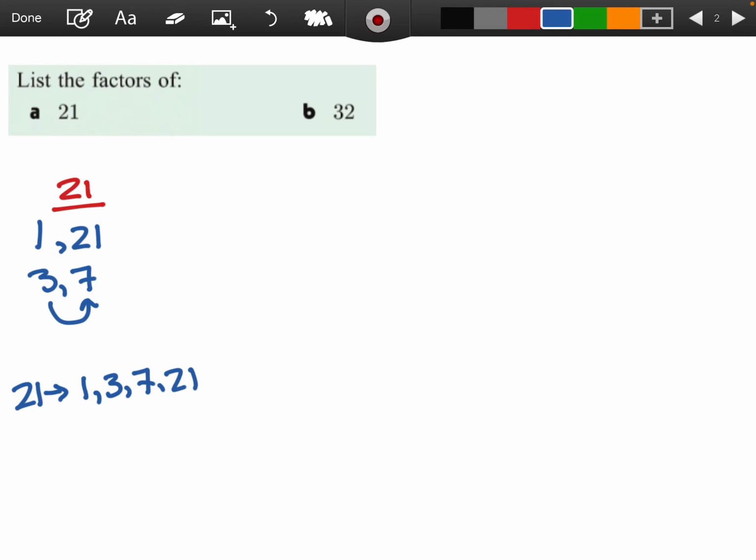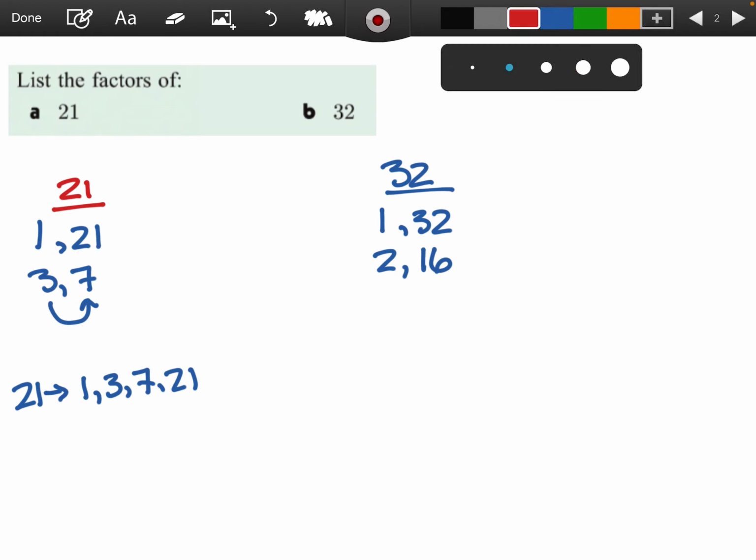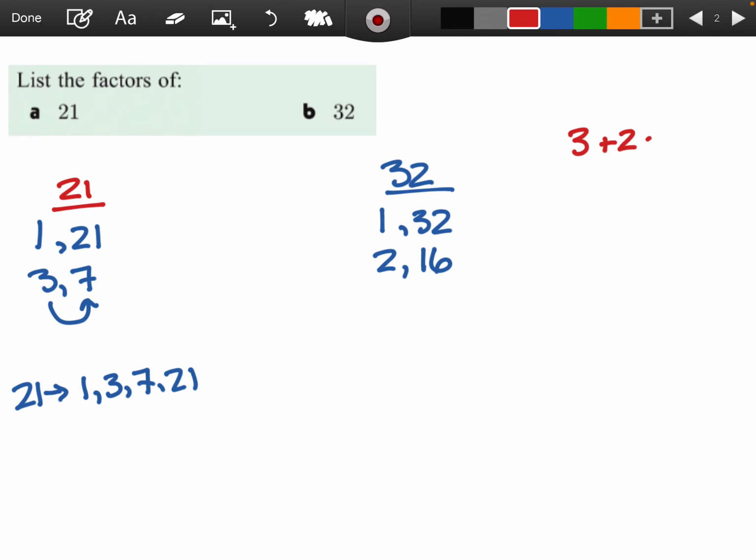And now we'll move over to 32. So same strategy is what I'm going to do. So 1 and 32. And then the next number I'm going to try is 2. 32 is an even number, so I know that's going to work. So 2 and 16. 3 is the next one I'm going to try. The trick for 3 is to add up the digits. So 3 plus 2 equals 5. If this number is a multiple of 3, then 3 is a factor of that number. 5 is not a multiple of 3, so I know that 3 is not a factor of 32.